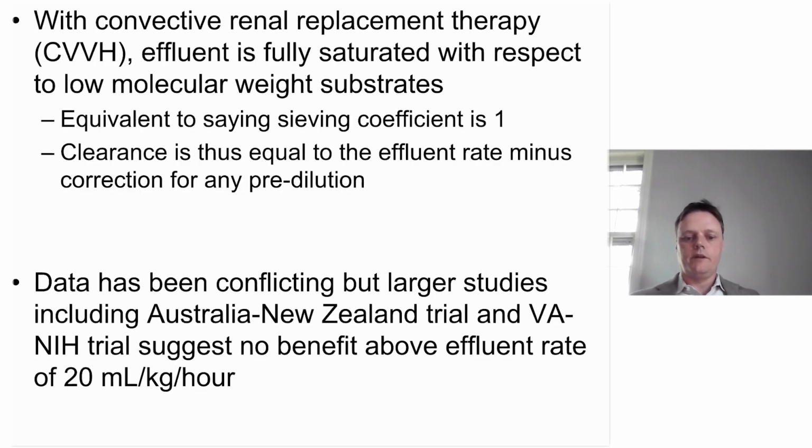With convective renal replacement therapy, CVVH, effluent is fully saturated. With respect to low molecular weight substrates, it's equivalent to saying the sieving coefficient is 1. This is thus equal to the effluent rate minus correction for any pre-dilution. Data has been conflicting, but there have been a number of large studies, including the Australia-New Zealand trial, the VA trial, and the ATN trial, which suggest no benefit for an effluent rate above 20 mL per kilogram per hour.